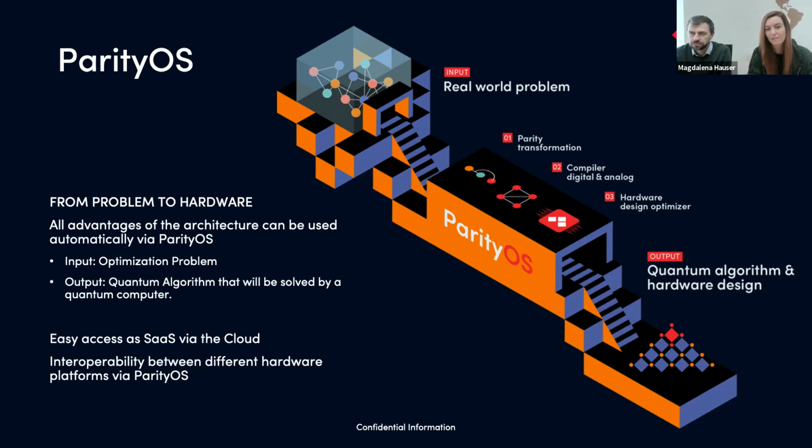So what you see on the right side is how our ParityOS works, in a very, very easy schematic way. So what you do is you have an optimization problem, a real world problem, as input. The optimization problems go through our parity transformation. We have a compiler that really translates this to a language that the quantum computer can understand. And the last thing is this hardware design optimizer. So as I said before, we don't think that hardware and software should be developed independently, but we need to consider the hardware and the unique features of each hardware in our software as well. And this is what we do with our hardware design optimizer. So what you get out is actually a quantum algorithm that can be solved by a quantum computer.